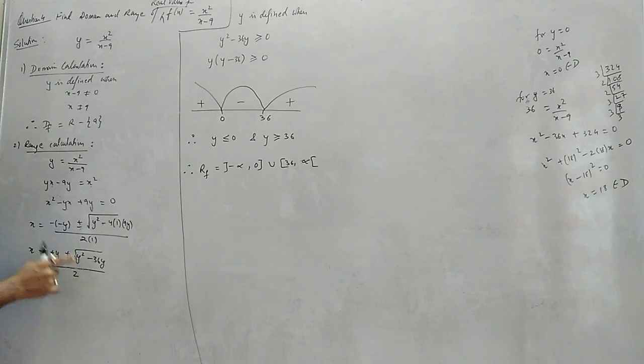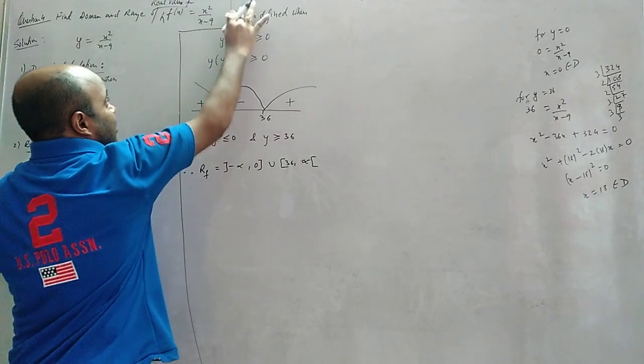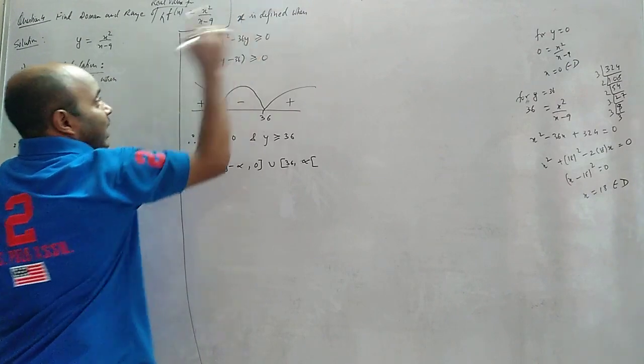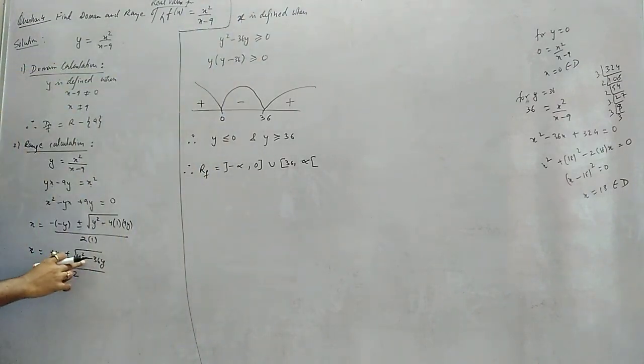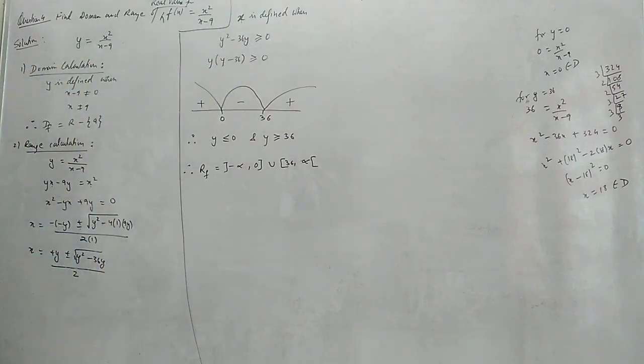Under root के अंदर जो भी होगा, that should be greater than equals to 0. So x is defined when under root के अंदर y square minus 36y should be greater than equals to 0. Clear? Understood? Okay. Similarly, so why is this different?